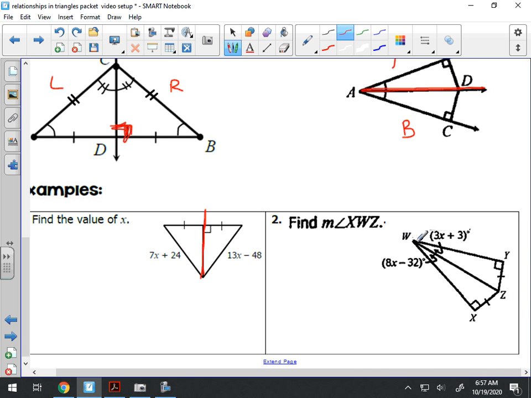Okay, if this is your bisector here, that means these two are equal. Find x, plug it in, and you can start finding angles. This is pretty easy stuff. Just think this is a mirror, and everything on this side is equal to everything on that side, corresponding parts.